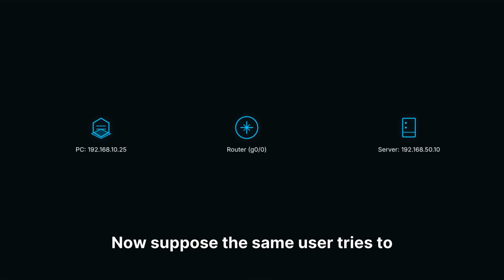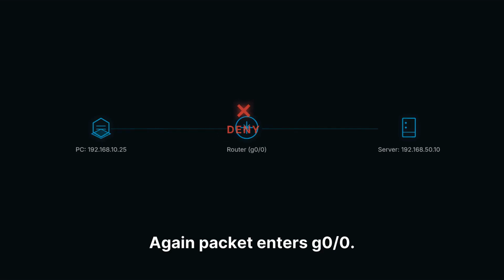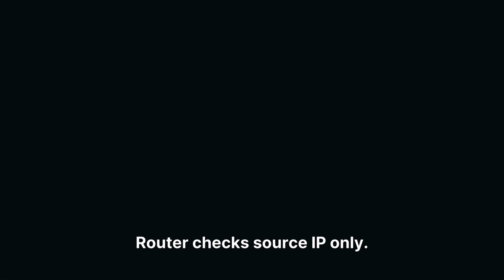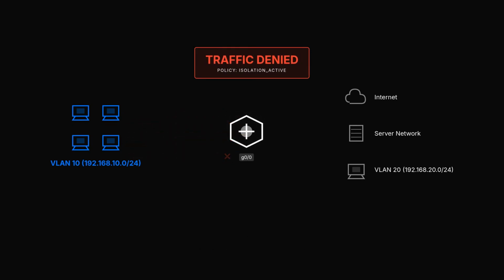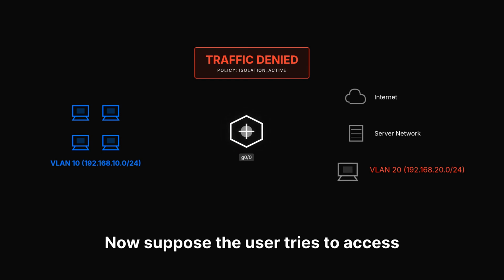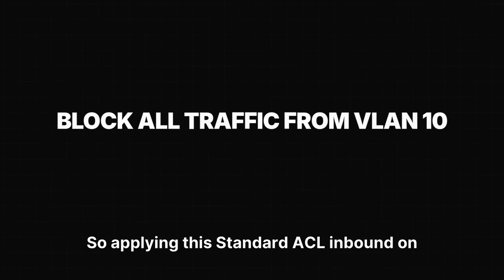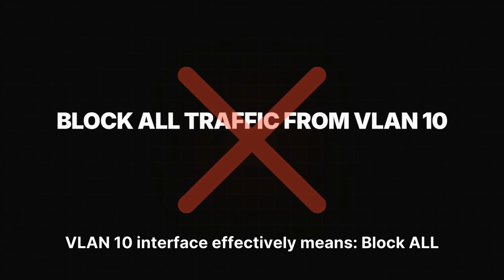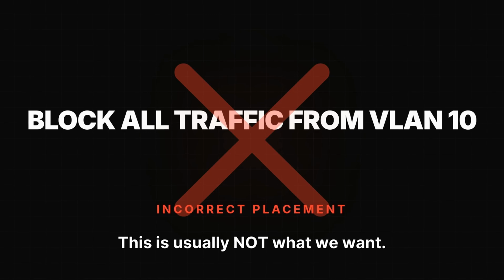Now suppose the same user tries to access the server network, 192.168.5.10. Again, packet enters G0/0. Router checks source IP only. Source matches VLAN 10 network. Result: deny. Packet dropped. Now suppose the user tries to access another VLAN, 192.168.2.10. Still same result, because the ACL checks only source IP. So applying this standard ACL inbound on VLAN 10 interface effectively means block all traffic coming from VLAN 10. This is usually not what we want.